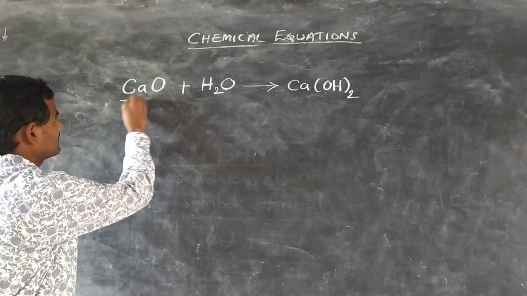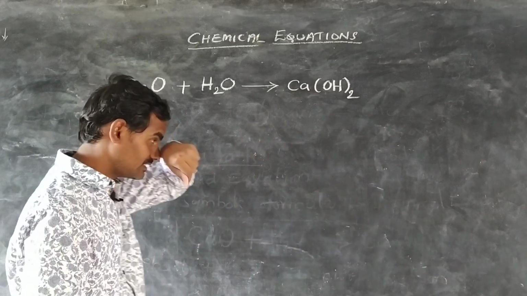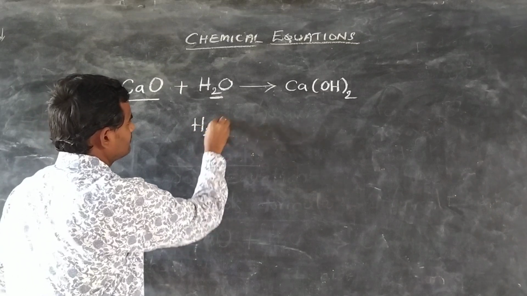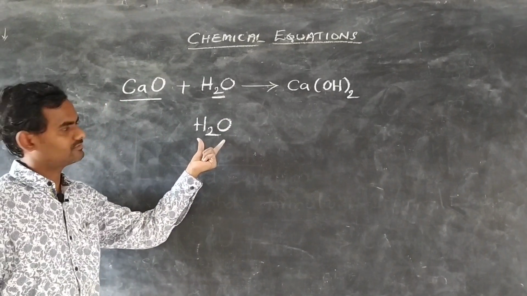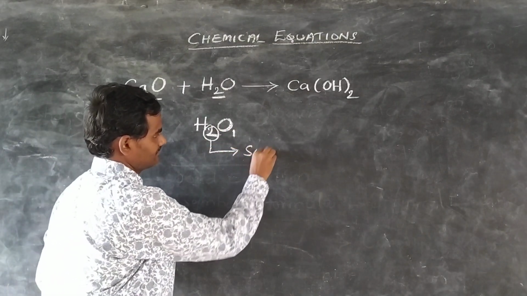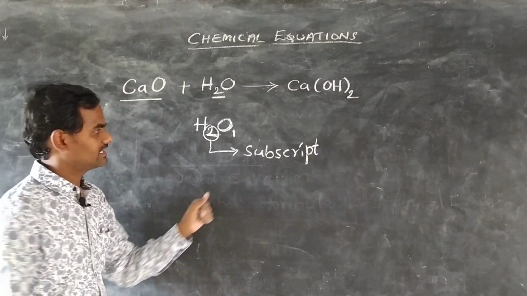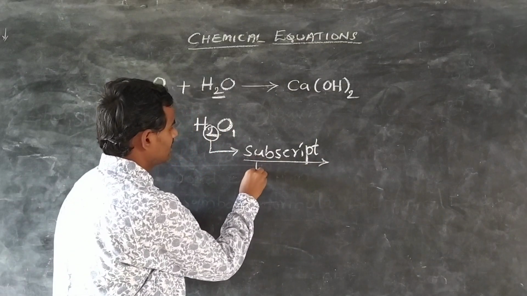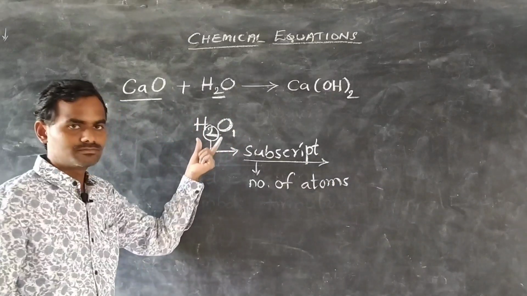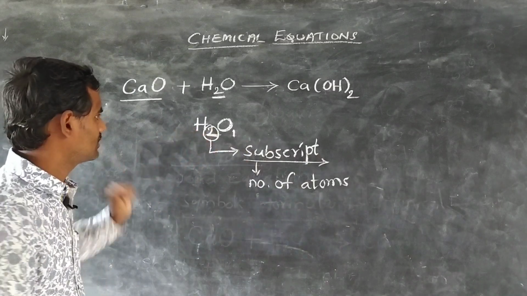If you observe the chemical equation of calcium oxide reacting with water to form calcium hydroxide, the formula of water is H2O. The small number is called a subscript. The subscript shows the number of atoms present in the molecule or compound.